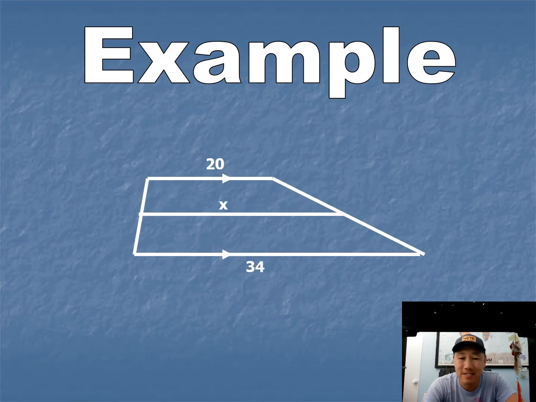This is a fairly easy example. I give you the top base is 20, the bottom base is 34. You have to find the mid-segment. So all you gotta do is fill in the formula. x is equal to 1/2 times 20 plus 34. And then do a little bit of math. You should get 27 as the average.